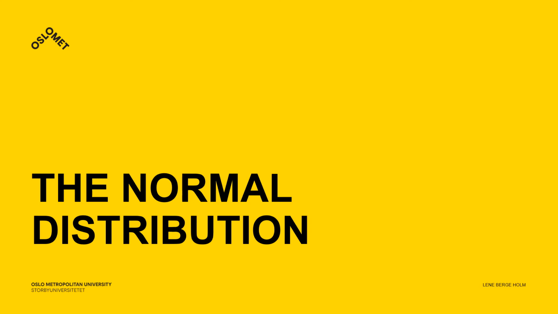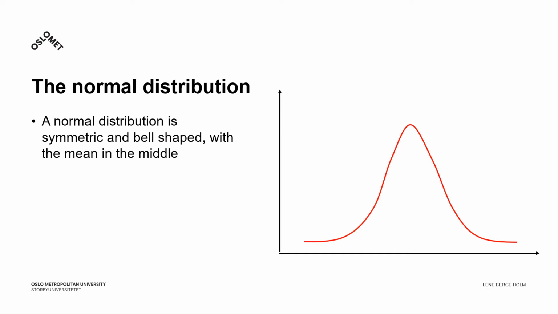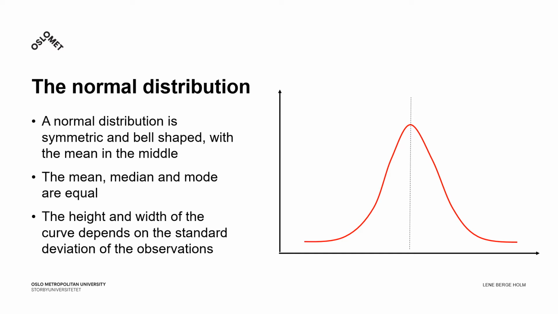Hi, in this video I will explain some of the characteristics of the normal distribution. A normal distribution is symmetric and bell-shaped with the mean in the middle. The mean and the median and the mode are equal. The height and the width of the curve depends on the standard deviation of the observations.